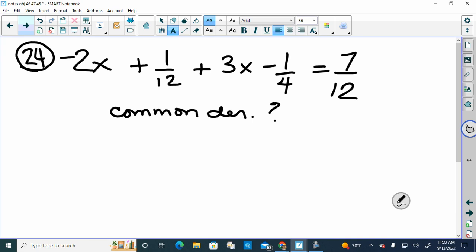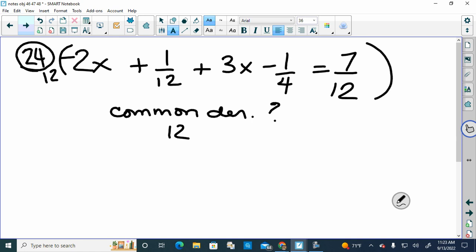I heard 4. No. Common denominator. Yeah, 12. Okay. So 12 is our common denominator. We're going to take this whole equation, not just part of it, the whole equation, and multiply it by the common denominator. If you have fractions in your equation, look to see what all of those denominators can go into, basically. Are you okay so far?